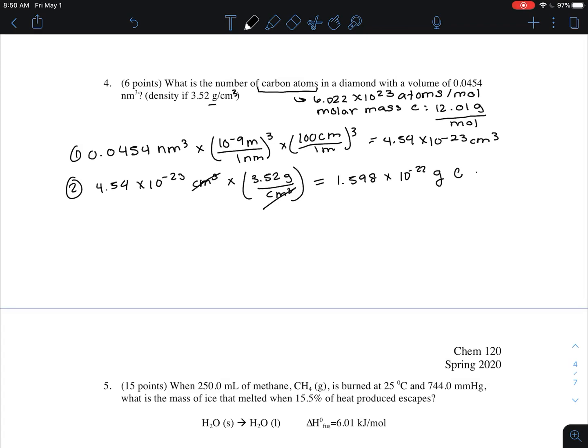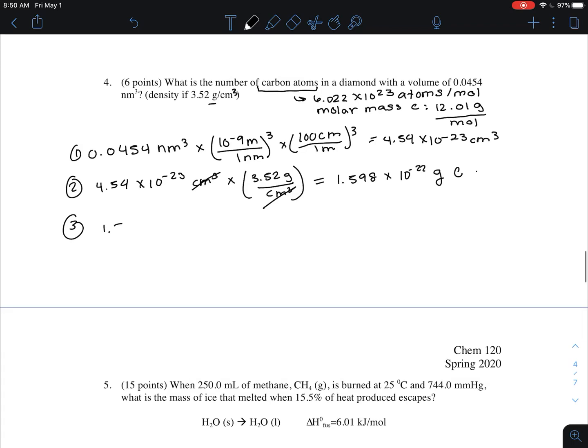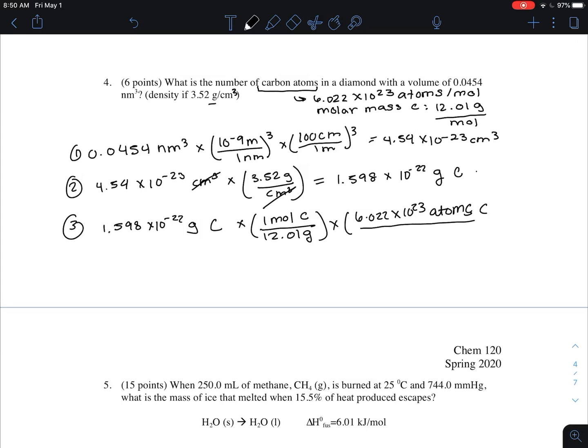Well, you know that you have to end up using Avogadro's number, and it has to be the last step because you want the atoms. That's the unit you desire. So you have to find the in-between step. What I notice is I can use molar mass to go to moles. So I say 1.598 times 10 to the negative 22nd grams per carbon times 1 mole carbon over 12.01 grams, times now my Avogadro's number.